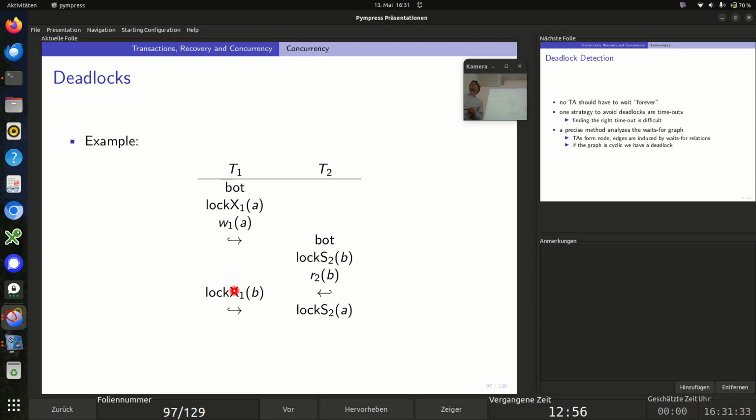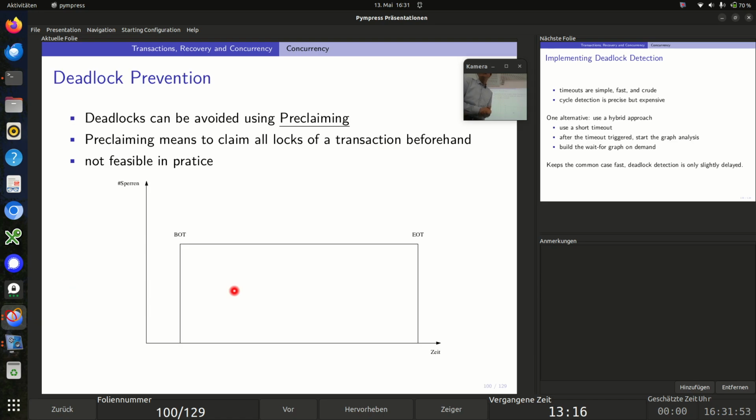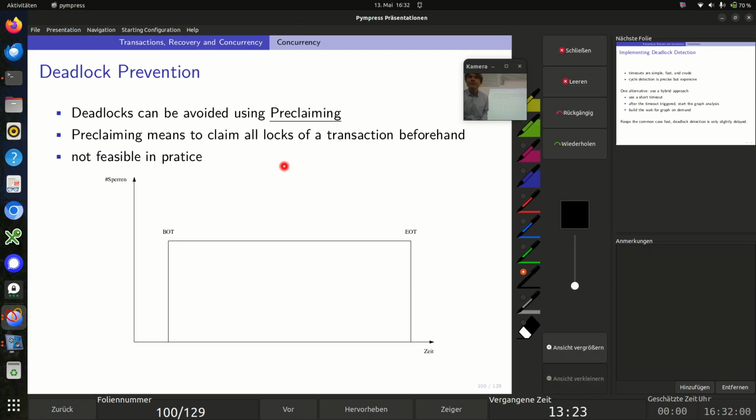Yes? So actually you say at the beginning claim all the locks. Yes, that's actually what I want to see. So actually just pre-claiming. So we still have the two-phase locking protocol. Pre-claiming is actually a variant of strict two-phase locking.